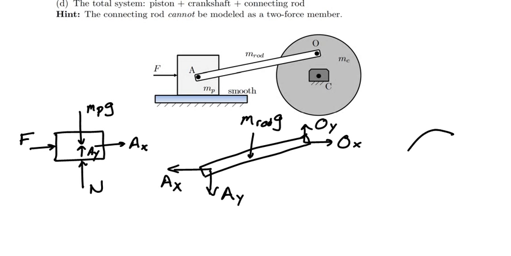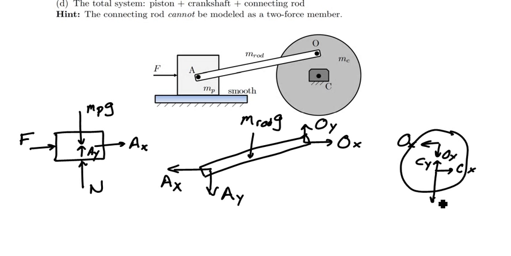Now if I draw a free body diagram for the crankshaft, I'm going to have equal and opposite forces at O, so OX and OY. We have to have forces at C to hold it in place, so I'll call those CY and CX, and then we have to have something accounting for its weight, so we'll have MC times G.